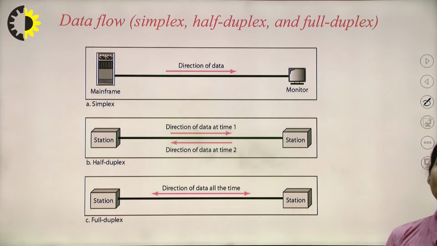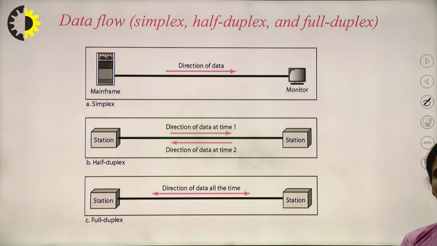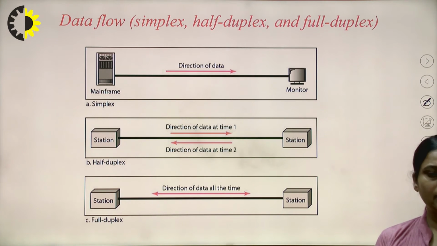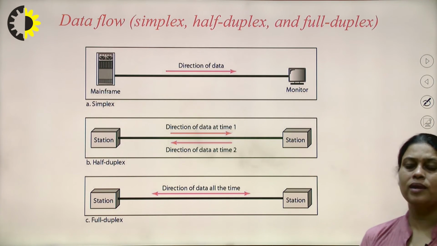And we can take an example of this half duplex mode. Walkie-talkie is an example of this half duplex mode. Now, we come to the third type of transmission mode, that is full duplex. In the full duplex mode, both devices, sender and receiver, are equally responsible for sending and receiving the data simultaneously. So, it is a bidirectional mode, the direction of data is both ways all the time. We can take the example: mobile phone system is an example of this full duplex mode.